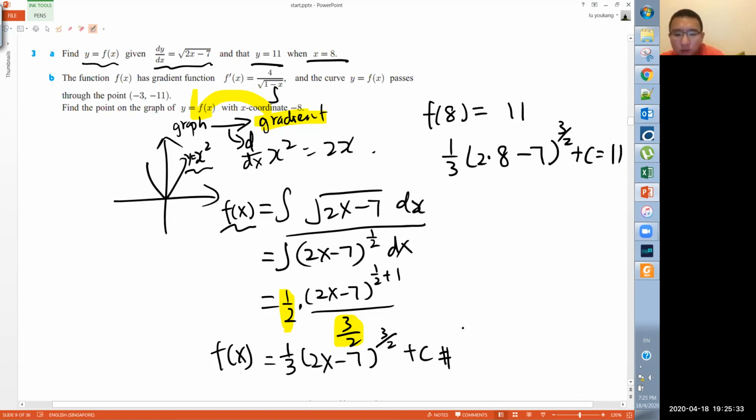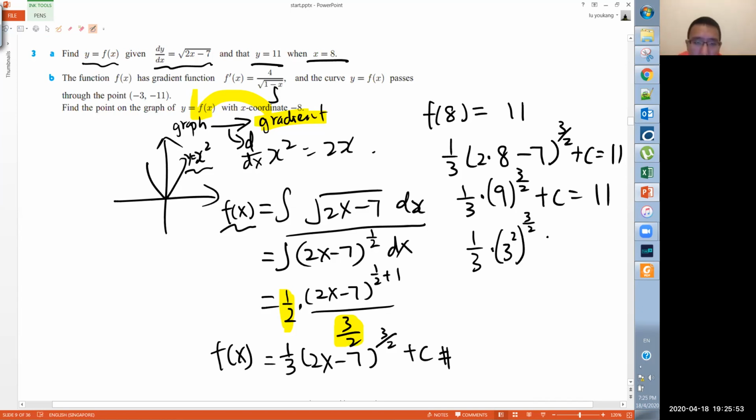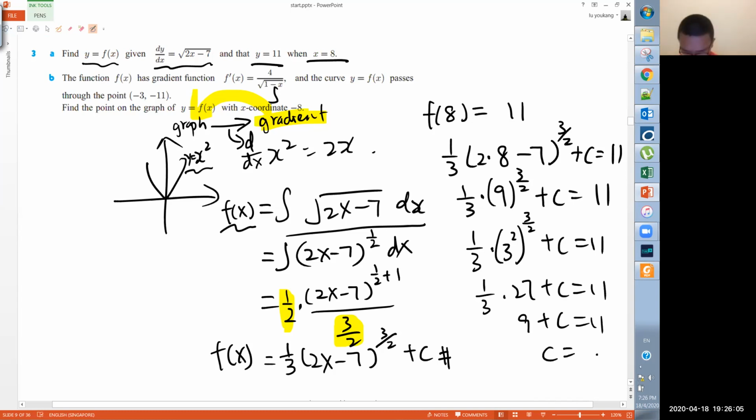Right. Okay, so let's simplify it together. So this is 9. Okay, 2 times 8 is 16, right? 16 minus 7 is 9. So, yeah, you get this. Okay, so let's do this together. So over here, you are supposed to get 3 to the power of 3, which is 27. So 9 plus C is equal to 11. C is equal to 2. So your C is equal to 2.